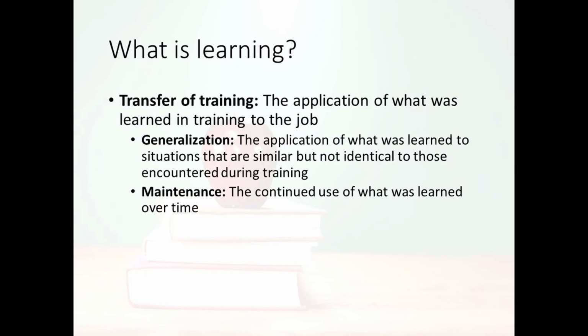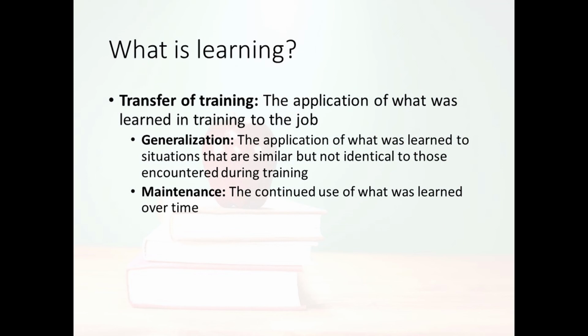But learning isn't enough. We also need trainees to apply what they learned to their jobs. We call this transfer of training. Learning usually happens during training, during the actual learning event, while transfer of training is something that happens post-training, after the learning event. There are two important goals when it comes to transfer of training.